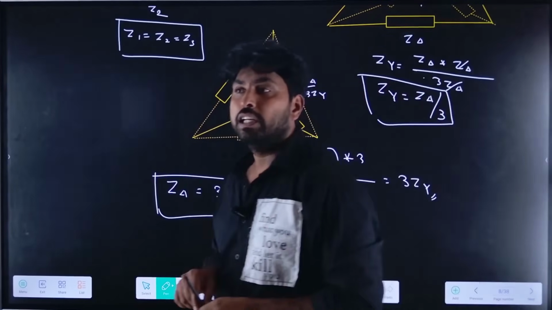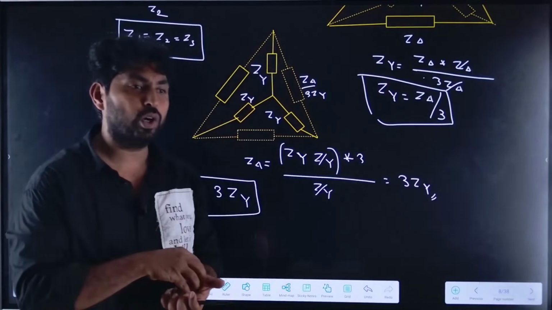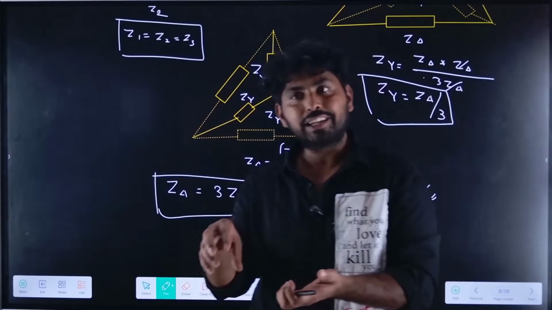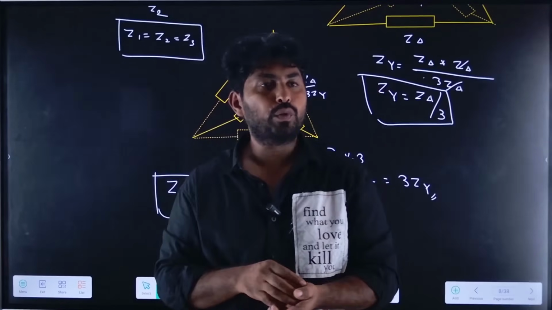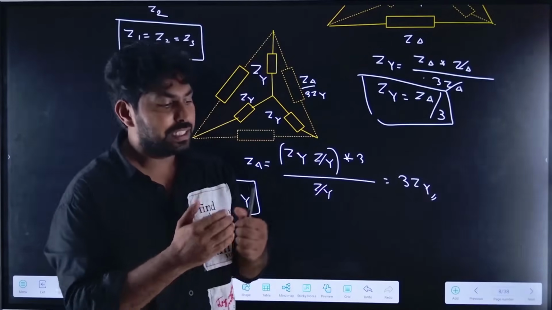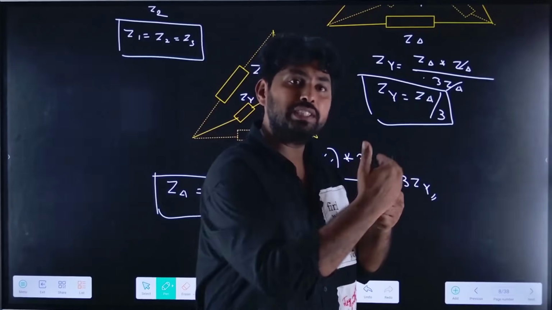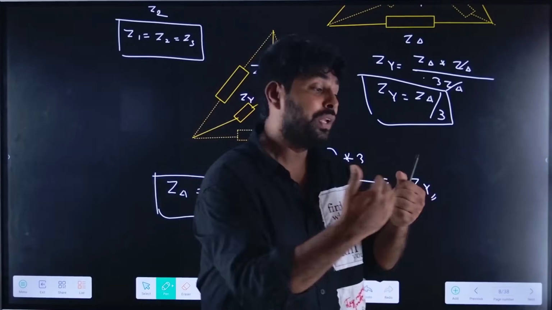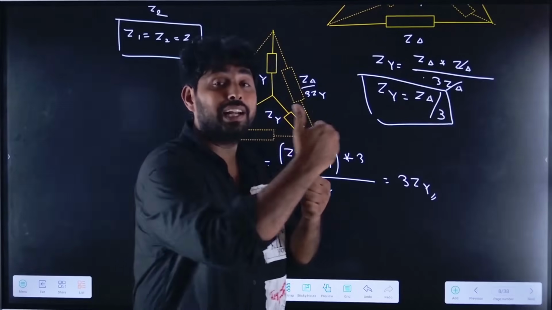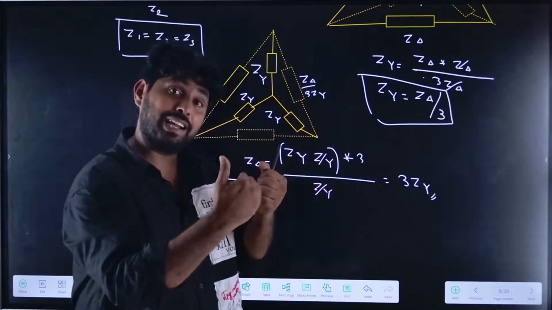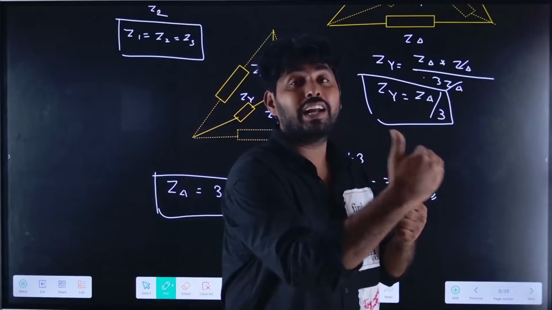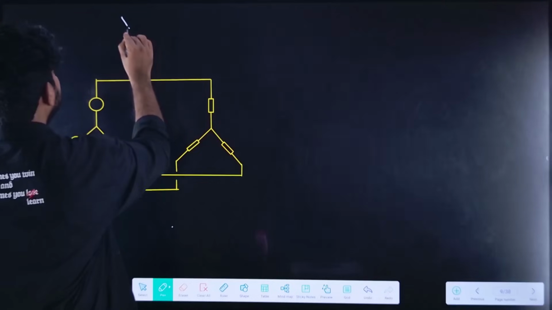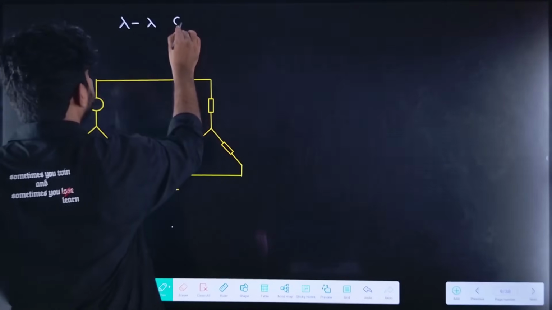So now we have seen the star connected source, delta connected source, star connected load and delta connected load. We have the possibilities of connecting star-star, star-delta, delta-delta, and delta-star: source and load. Let us analyze. Here, let me take the star-star connection.